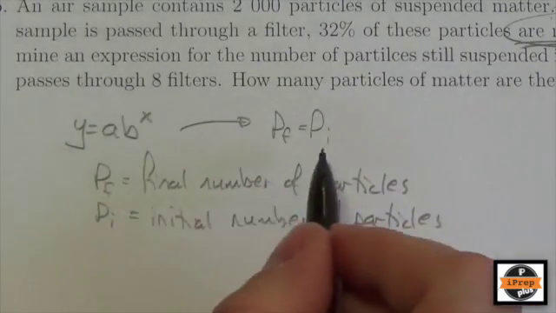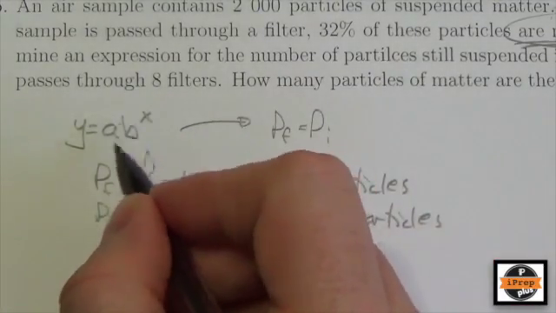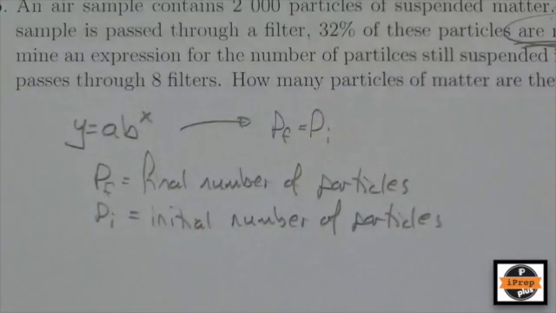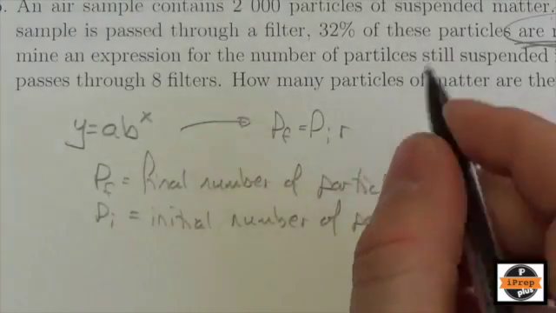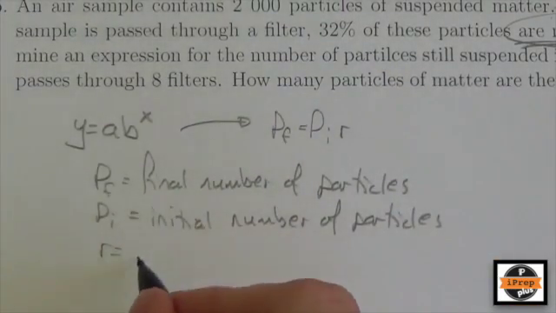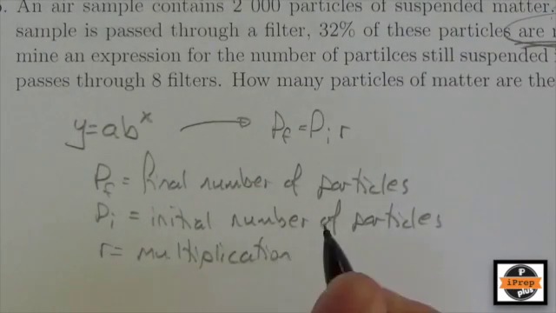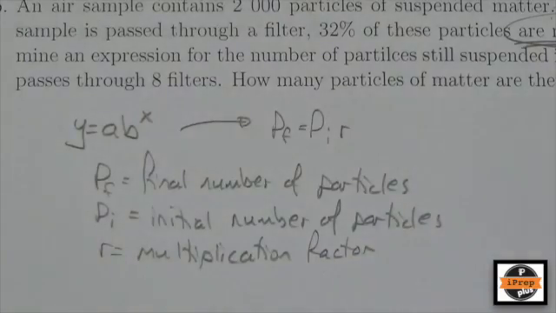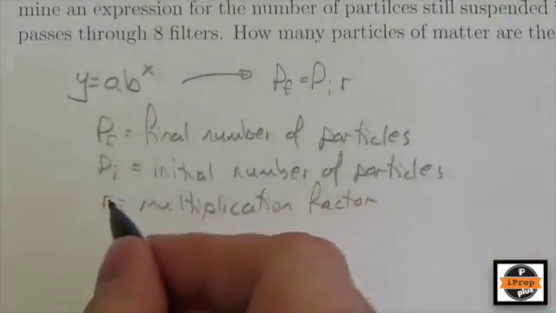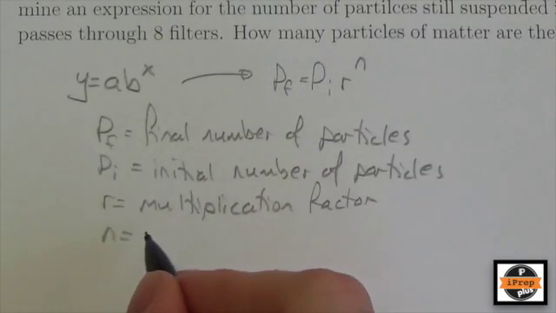B, as we've seen before, is the base of the exponential. It's the fraction or whatever that we're multiplying by every time. So in this case, we'll call this the r, and this is just going to be my multiplication factor. It's the value that I multiply by every time, and we're going to get that cleared up here. And then to the n, n is going to be the number of filters.